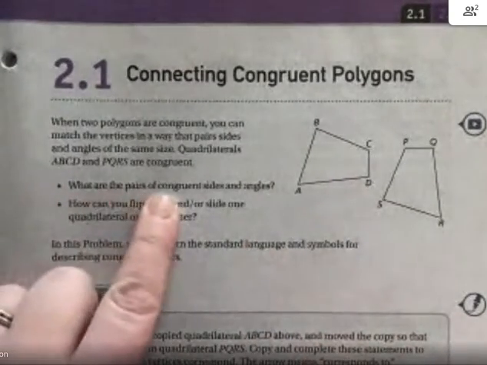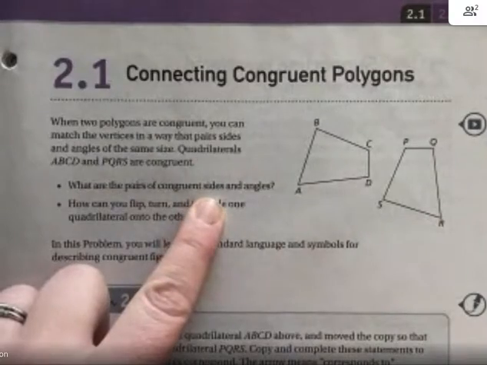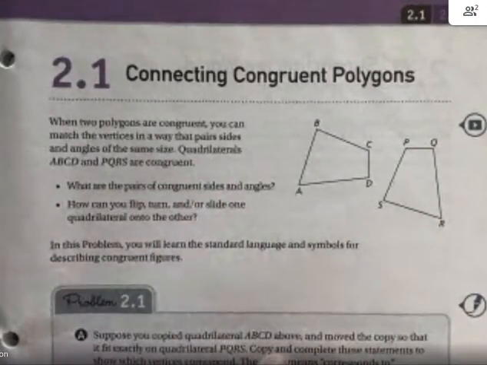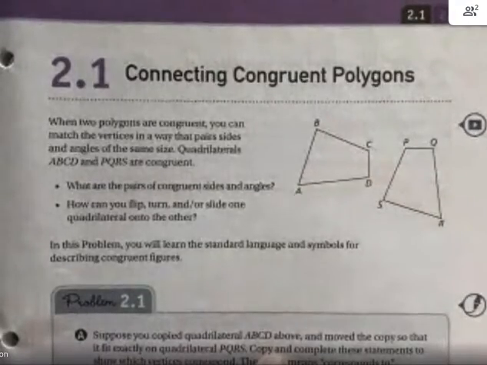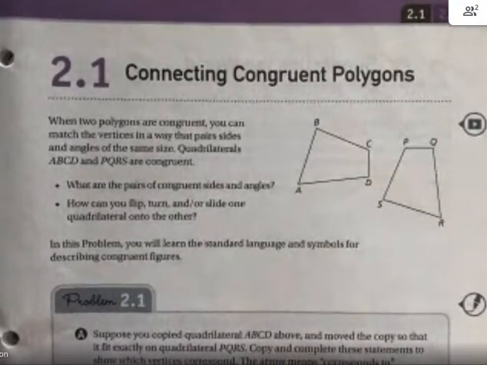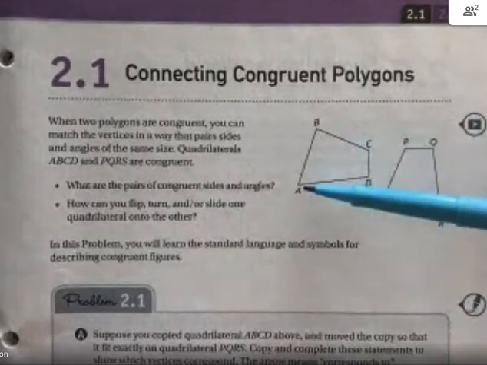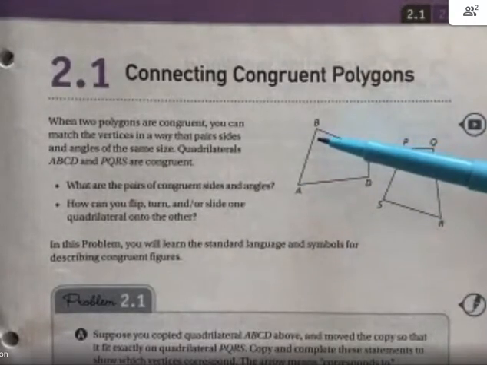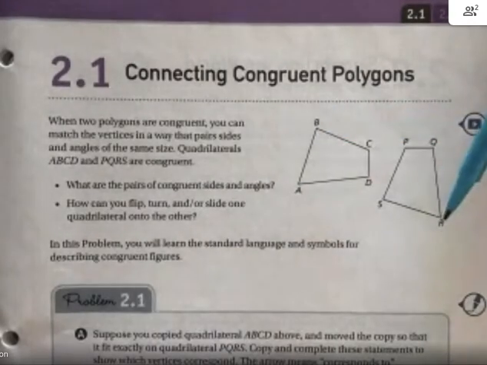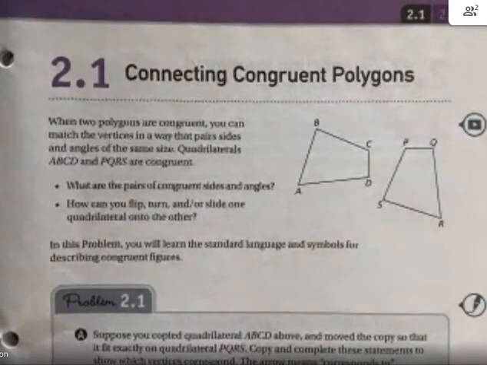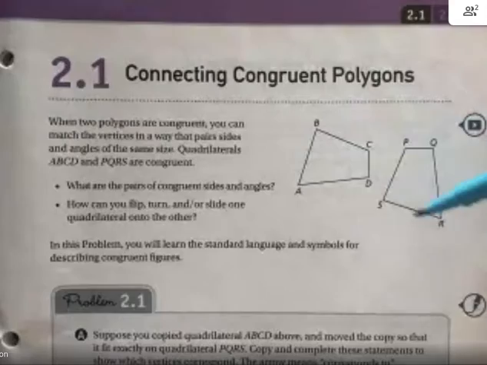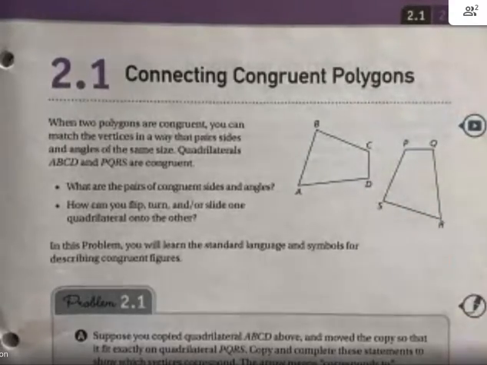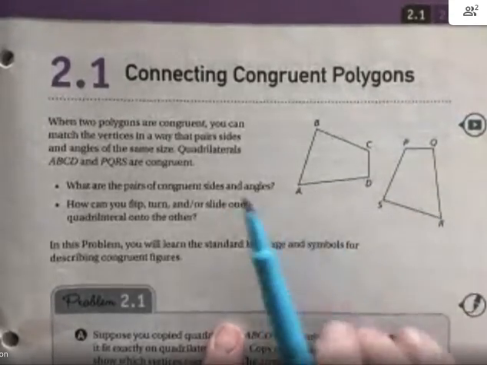What are the pairs of congruent sides and angles? So if I'm looking at these two shapes, I should be able to identify some congruent sides or angles. So I can say side AB is congruent to side RS, right? Those two sides are our second longest sides on here, and they are the same length.